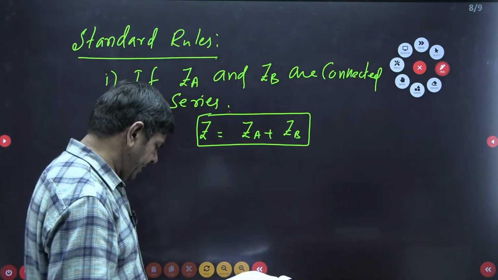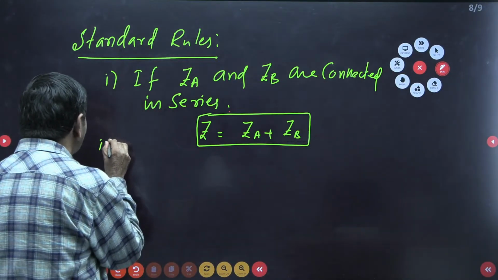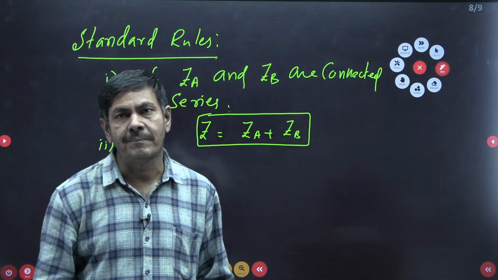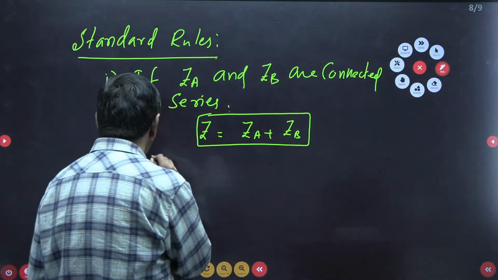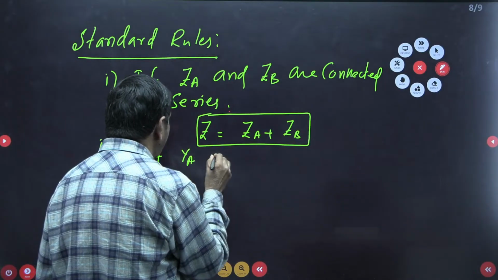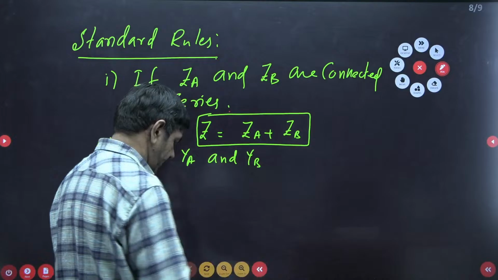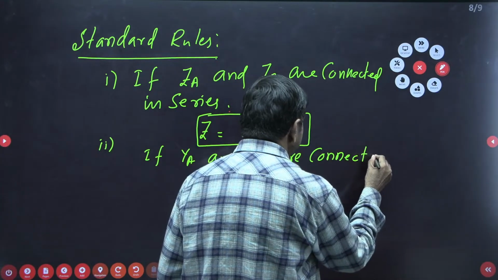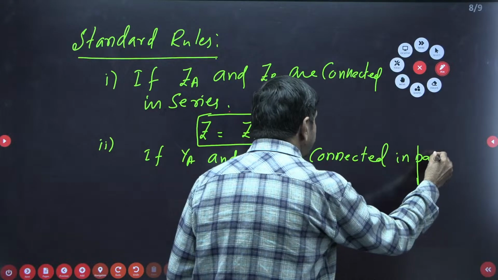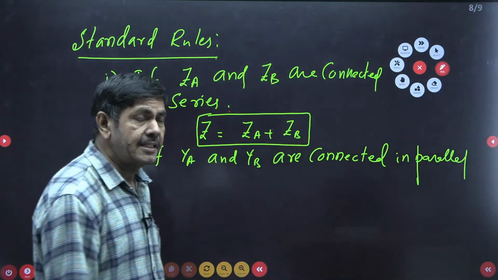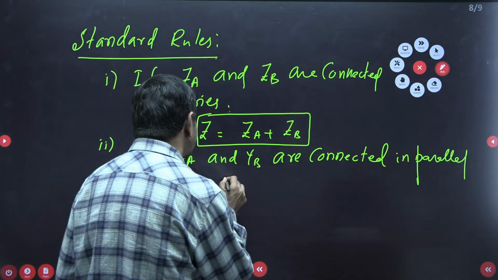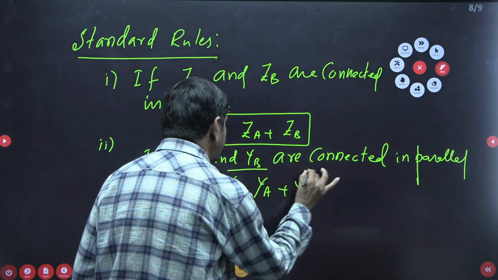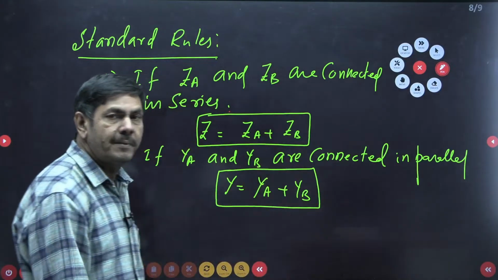And the second condition is, if ya and yb are given in the problem, y parameters of A and y parameters of B, but they say those two are connected in parallel, at that time what formula is applicable? If ya and yb are connected in parallel, the new y parameters are calculated by the addition of these two, ya plus yb. If you add them, you will get the new y parameters.